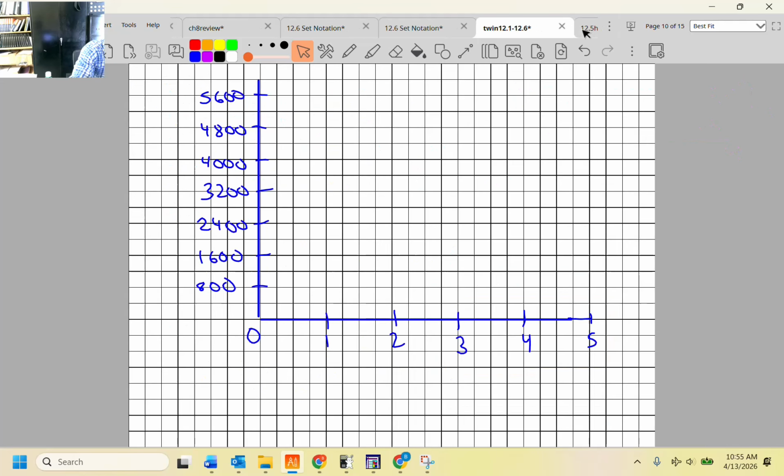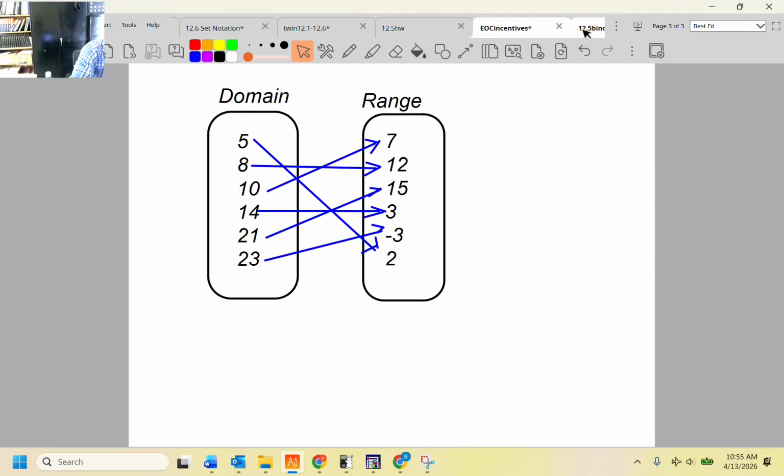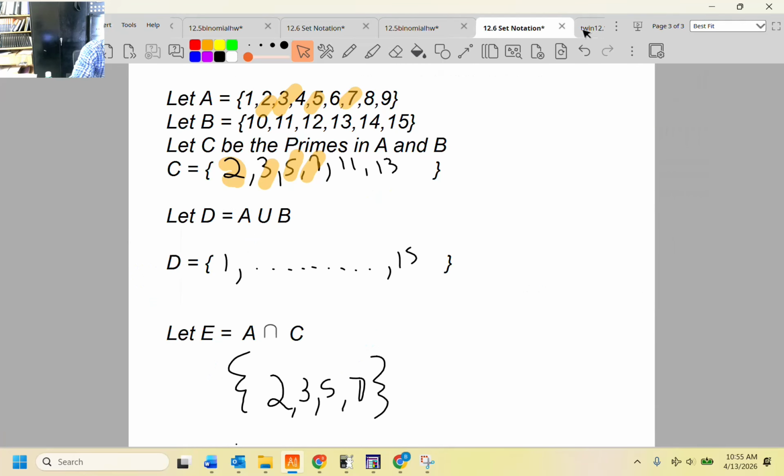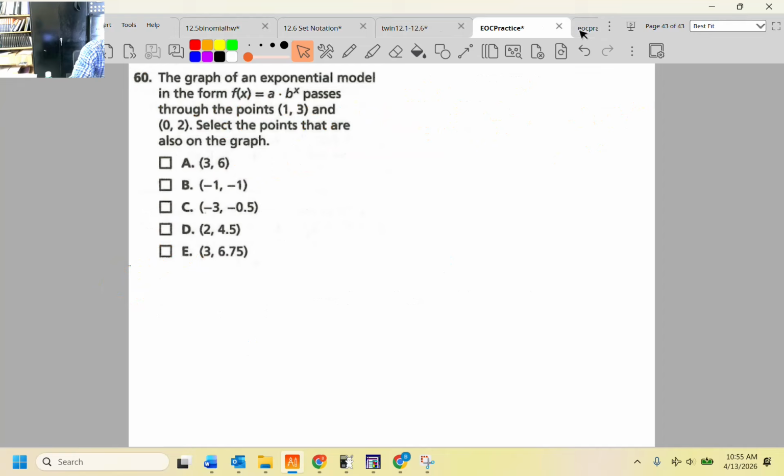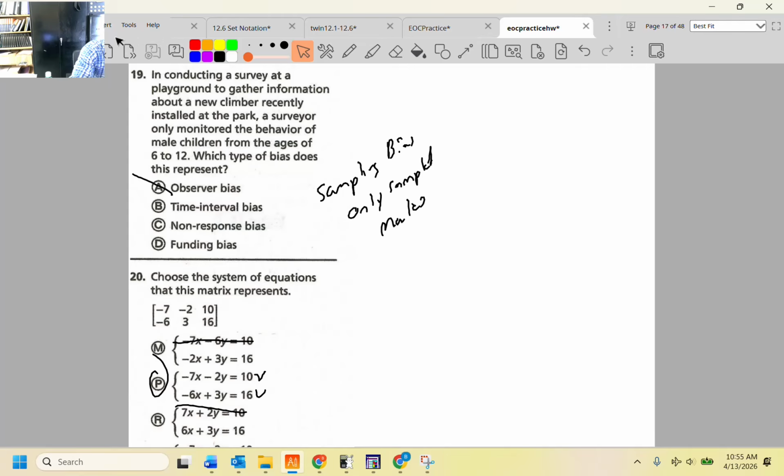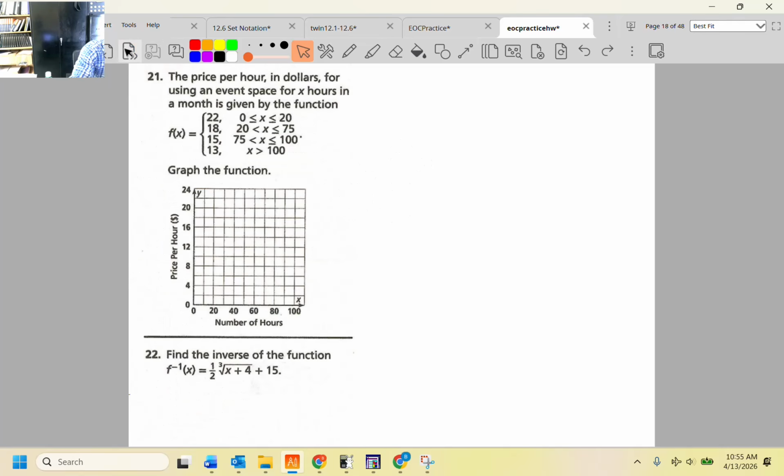All right, so let's go ahead and work on this EOC stuff. Once I find it, I got way too much stuff open. All right, EOC practice homework. I got the 20 last video. All right, we got 21 up. 21 is graph a piecewise function.